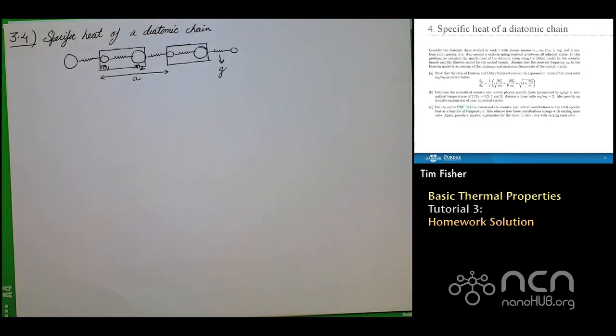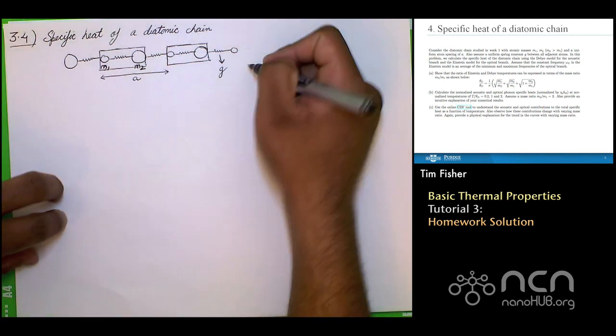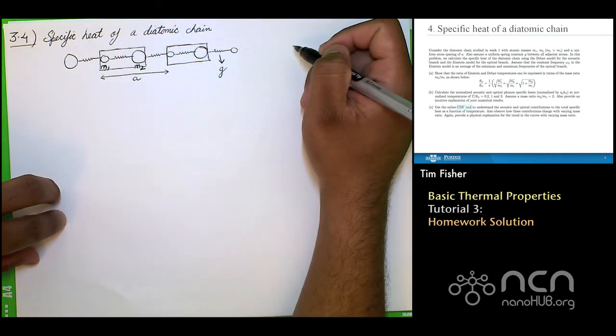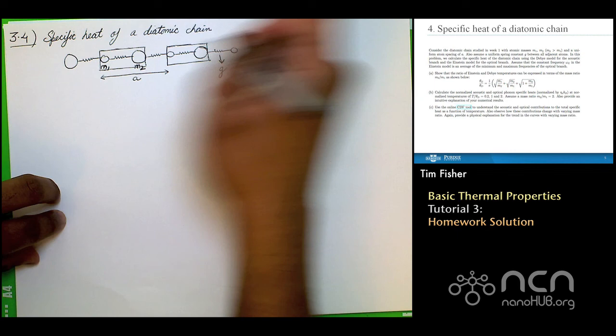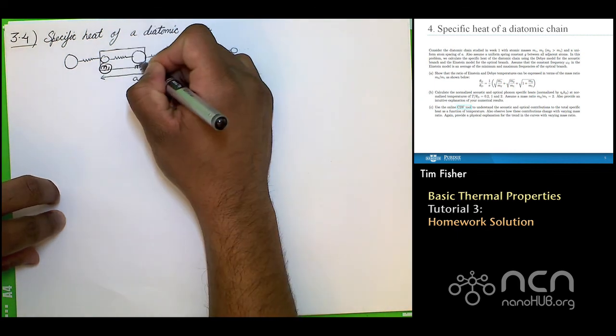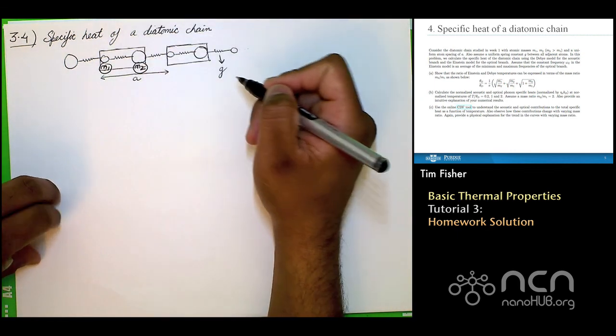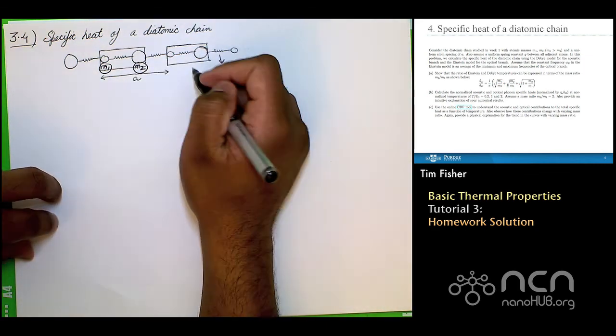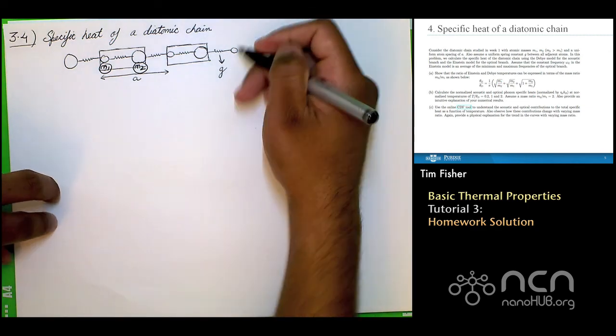Alright, in the last problem we will calculate the specific heat of a diatomic chain and essentially try to understand the contribution of the optical and the acoustic phonon branch towards the specific heat of this diatomic chain. So what I have on the paper here is the schematic of the diatomic chain, which has been discussed previously in lectures and the homework. Here M1 and M2 denote the masses of the 2 atoms which form the bases. A is the lattice constant, which is the spacing between the 2 bases, and G is the spring constant.